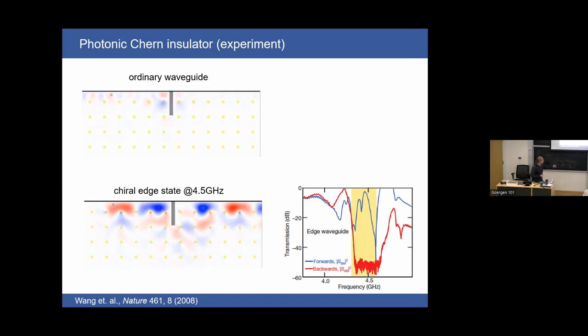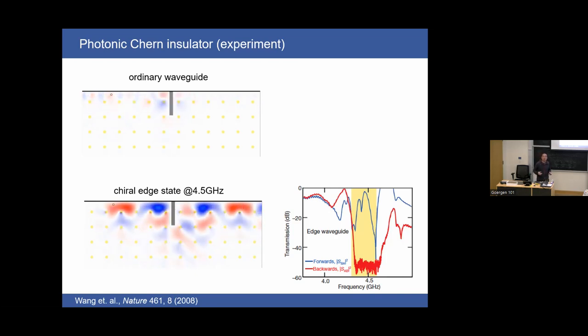So this is the first experimental demonstration, where plotted on the y-axis is the transmission in units of dB. The x-axis is frequency. The first demonstration was done at a few gigahertz. The band gap of the translator is shaded in yellow, where you see the forward transmission, this blue curve, can be over 50 dB higher than the backward transmission. In this system, both time reversal symmetry and reciprocity are broken by the gyromagnetic response. So this really was the starting point of this field of topological photonics.